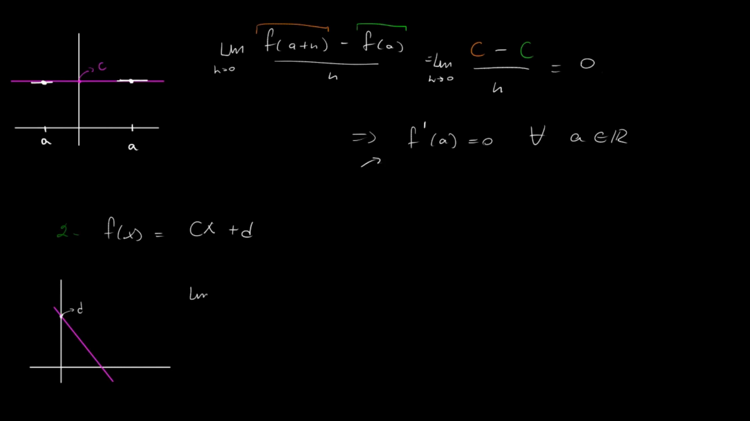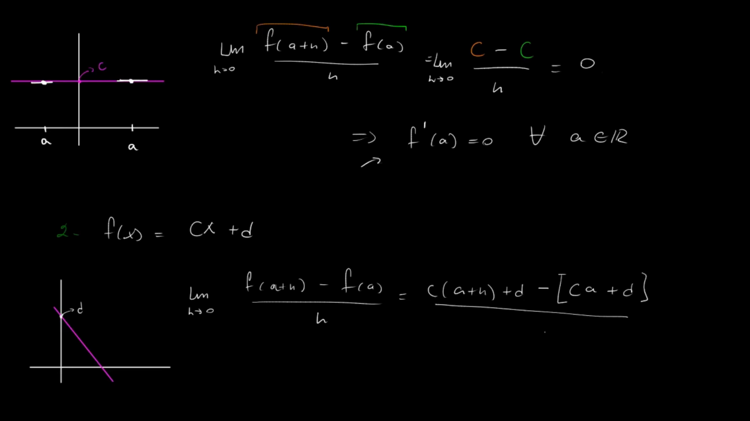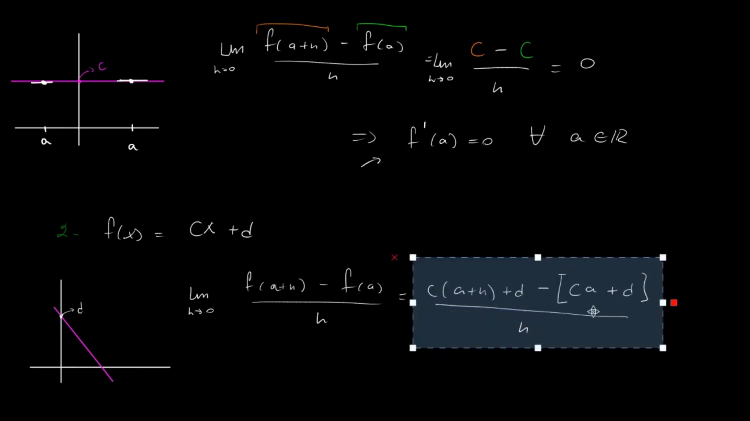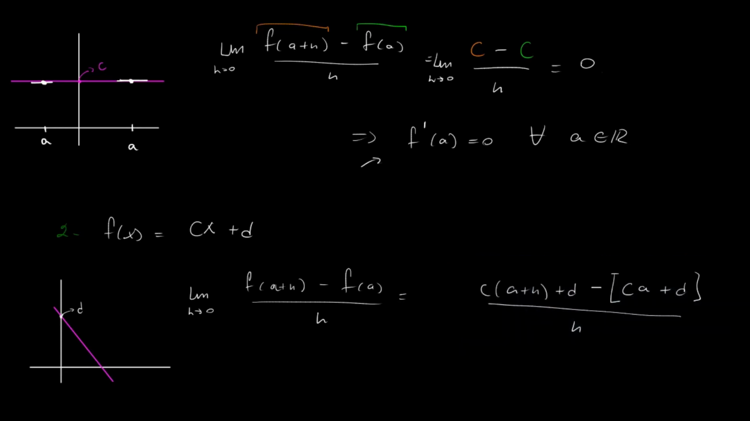What we want to do again is calculate the limit when h tends to 0 of f of a plus h minus f of a divided by h. f of a plus h is c times a plus h plus d, and then minus f of a is c times a plus d. All this divided by h, and we are calculating the limit, so don't forget to add it.